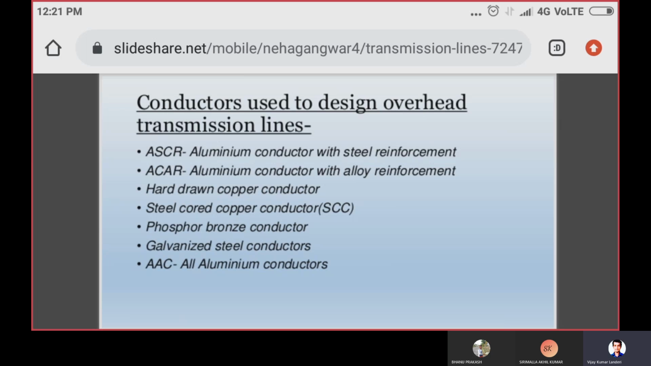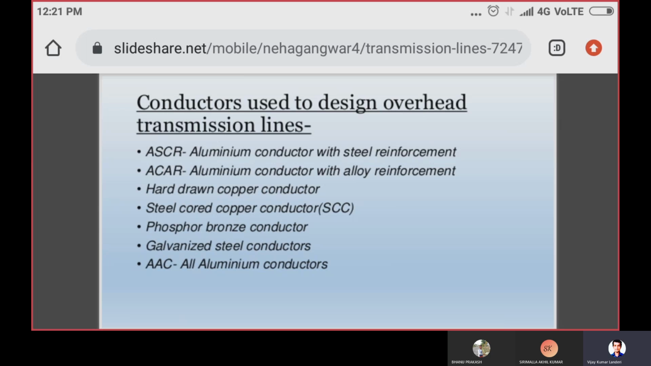So first one is ACSR, aluminum conductor with steel reinforcement. Right. So it's the most frequently used conductor, aluminum conductor with steel reinforcement. Similarly, we have the second one, ACAR, aluminum conductor with alloy reinforcement.